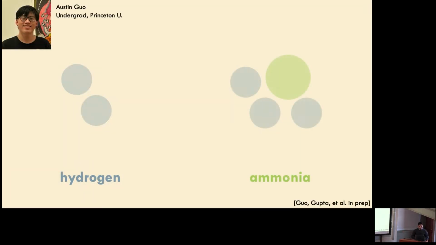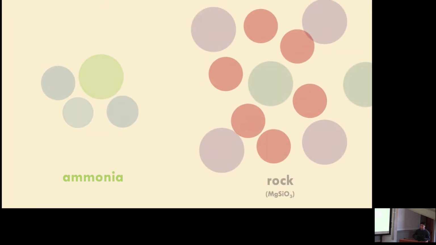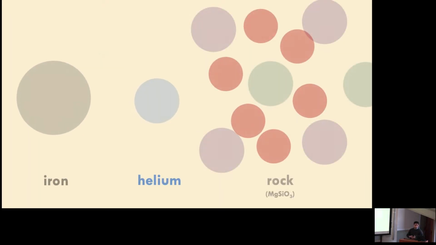There are other efforts also going on, like Austin Go, an undergrad working with me, who has been looking into the hydrogen-ammonia system. We're looking into how things might be on rocky planets and how the interaction deep down in the planet could also be impacting some of these observables in the atmosphere.